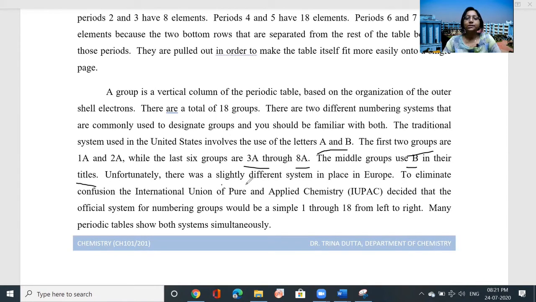Unfortunately, there was a slightly different system in place in Europe. To eliminate confusion, the International Union of Pure and Applied Chemistry, IUPAC, you know how to write the IUPAC name, decided that the official system for numbering groups would be a simple 1 through 18 from left to right. So many periodic tables show both systems simultaneously.